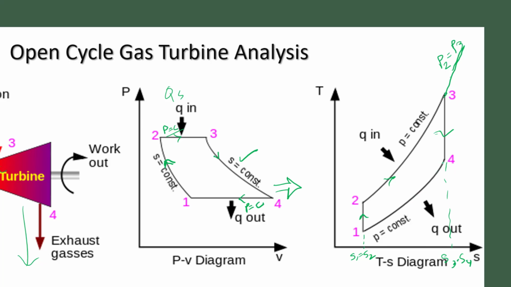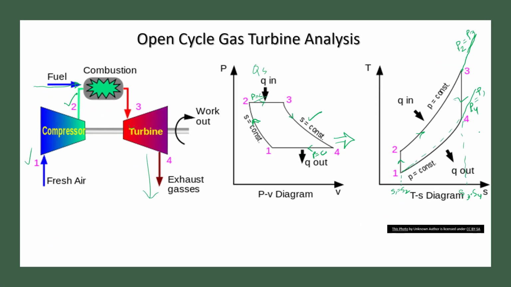And although we are showing 4-1 as a constant pressure heat rejection, actually it should be a dotted line, because the same fluid is not coming to process 1. But from a pressure point of view, we can say it is the same line, because P1 is equal to P4. That means pressure remains constant. That is why it is a constant pressure heat rejection process. Okay, this is the open cycle gas turbine.